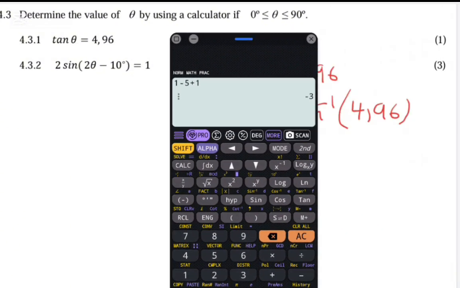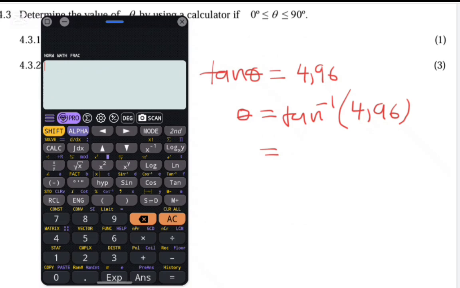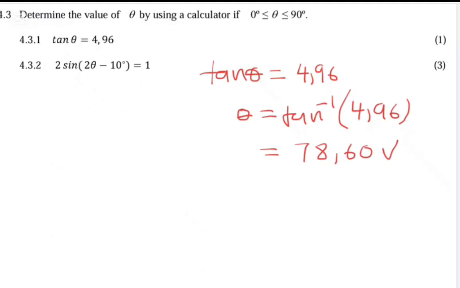Just going to punch this on a calculator. Take out your calculator there. So this button is this one that is here. Just going to press shift and press this tan. And then you put in 4,96, close brackets. So it's going to give you 78,60. So this is going to be our answer. So moving on to this one.